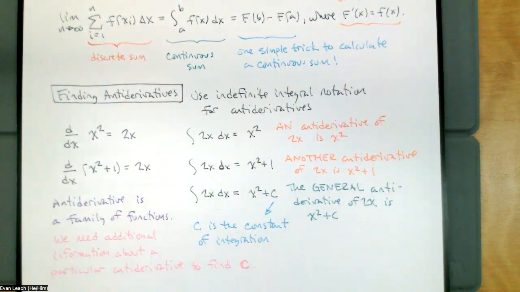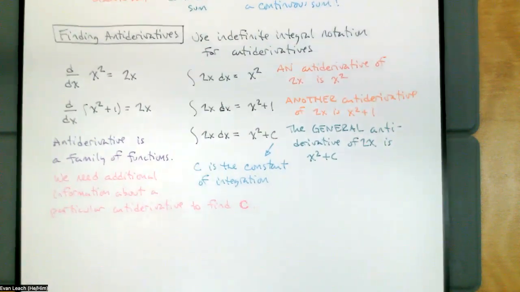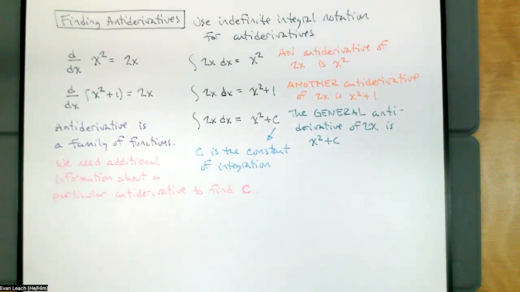We need additional information about a particular antiderivative to find a value of C.